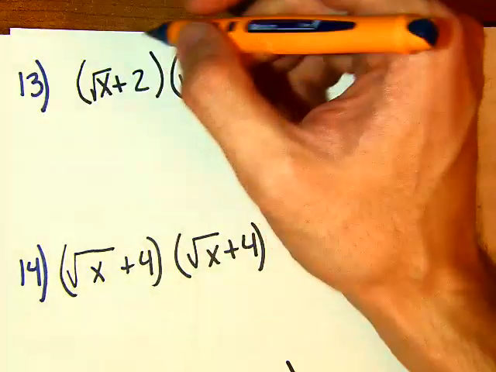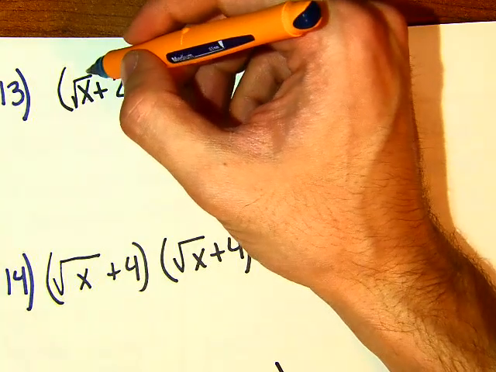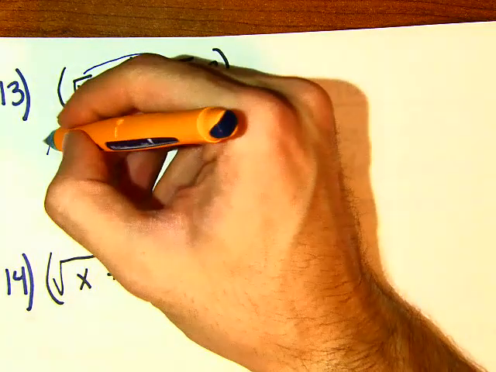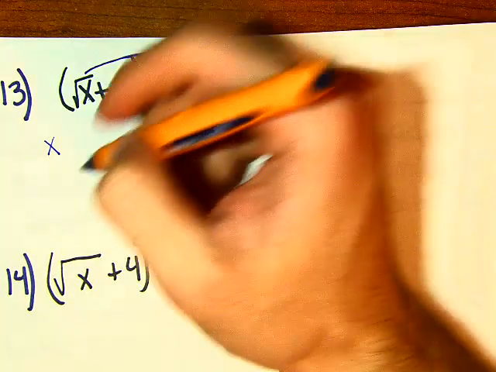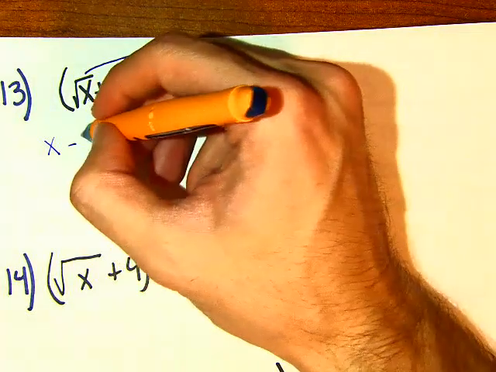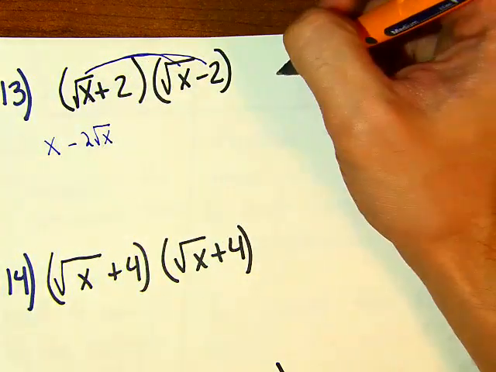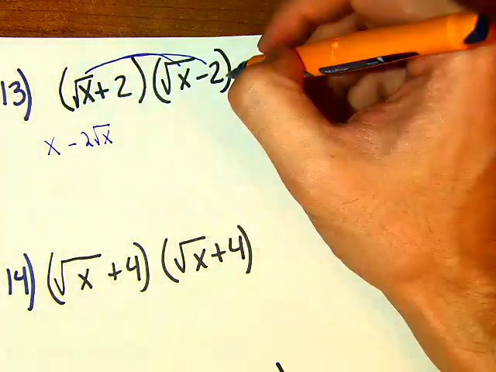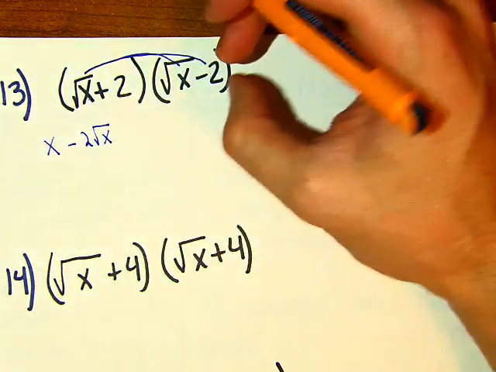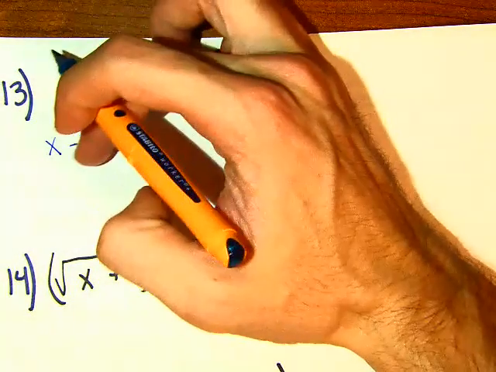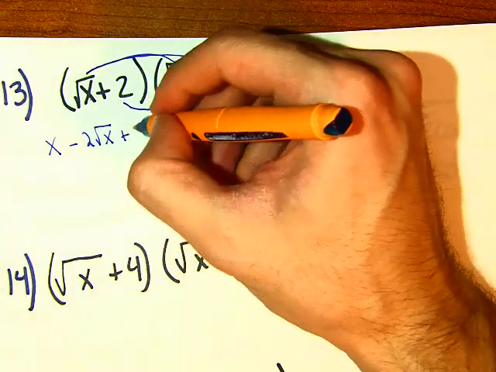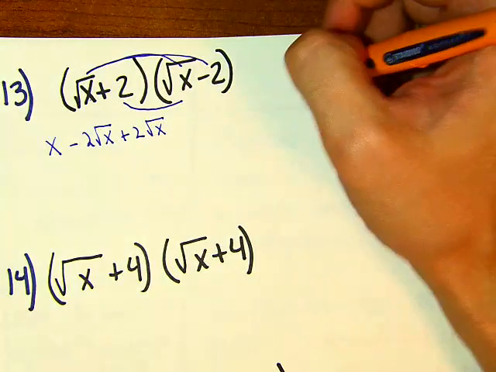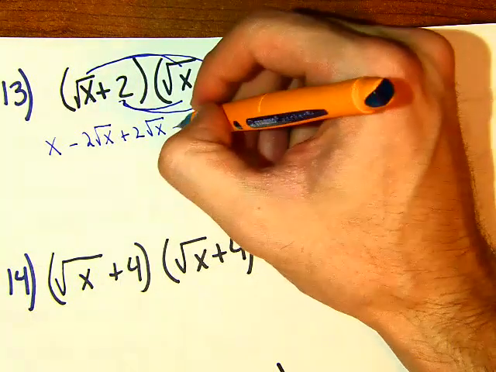So let's just do it here. So here, square root of x times square root of x, that's x. Then you do square root of x times minus 2, and that's minus 2 root x. You can't combine these two. It's literally just this minus 2 times that x, and that's what you get. Now here, you get 2 plus 2 square root x, and this is minus 4.